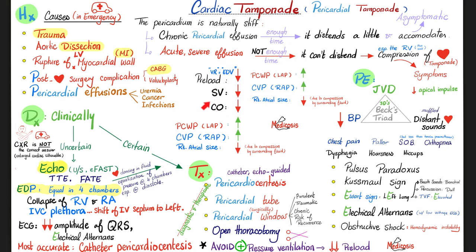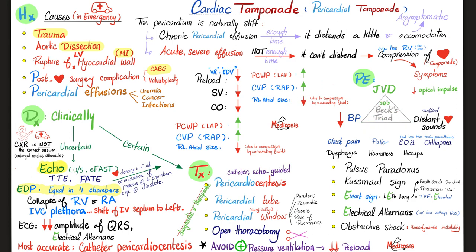Hemodynamics: preload on the left side and the right side decreased. Stroke volume decreased, cardiac output decreased, so my blood pressure will decrease. When my blood pressure decreases, baroreceptor reflex, I'm gonna raise the heart rate, I'm gonna constrict vessels, which makes me in a state of shock. The pressure in the right atrium goes up, this is called central venous pressure. The pressure in the left atrium goes up, and this is the pulmonary capillary wedge pressure. The size of the right atrium decreases. Why? Because it has been compressed.